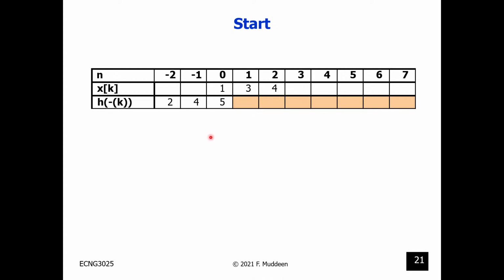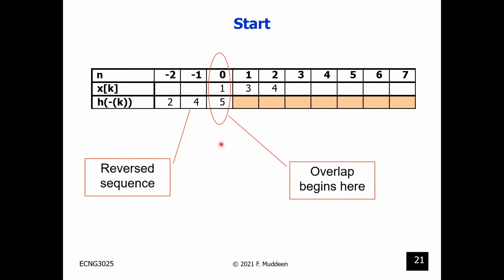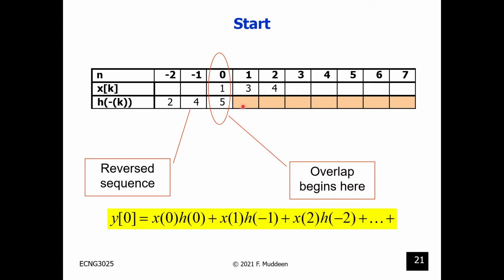Remember, convolution operates like this: we hold the x of k signal constant, and the h of n minus k is going to be our sliding signal. So we're going to observe the sliding effect here as we evaluate the convolution. For where we have our first instance of overlap, for these values, we only evaluate the multiplication of the two magnitudes wherever the overlap occurs.